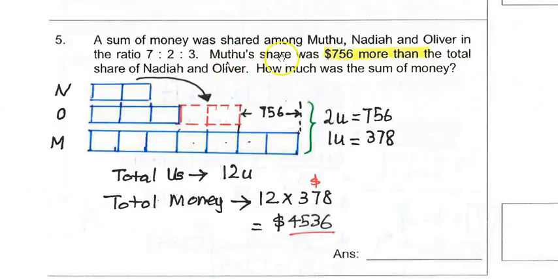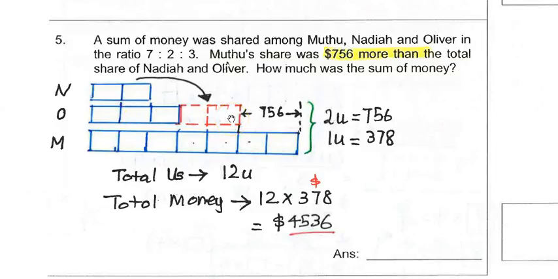Now, Muthu's share was 756 more than the total share of Nadia and Oliver. Now, look here. Oliver and Nadia, if you add them together, it means you put Nadia over here, 3 units, put the 2 units over here, is 5 units. The total of Oliver and Nadia is here.